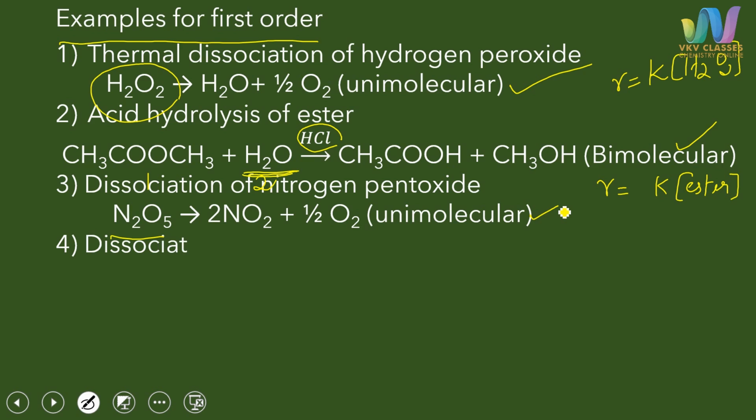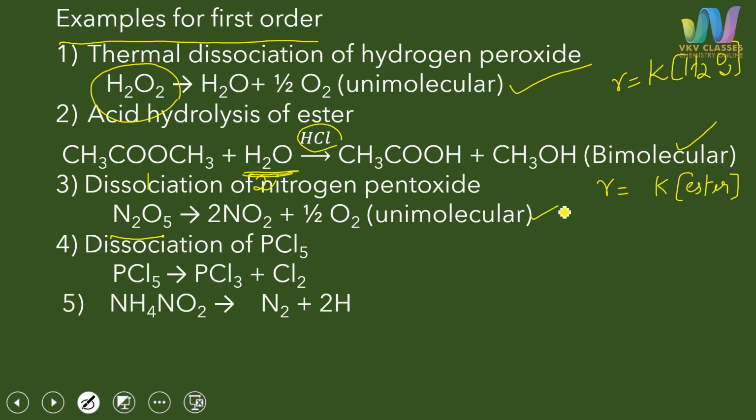Then we have dissociation of phosphorus pentachloride, PCl5 gives PCl3 plus Cl2. This reaction also is unimolecular. Then ammonium nitrite NH4NO2 on heating gives N2 plus water. This also is a first order reaction as well as a unimolecular process.